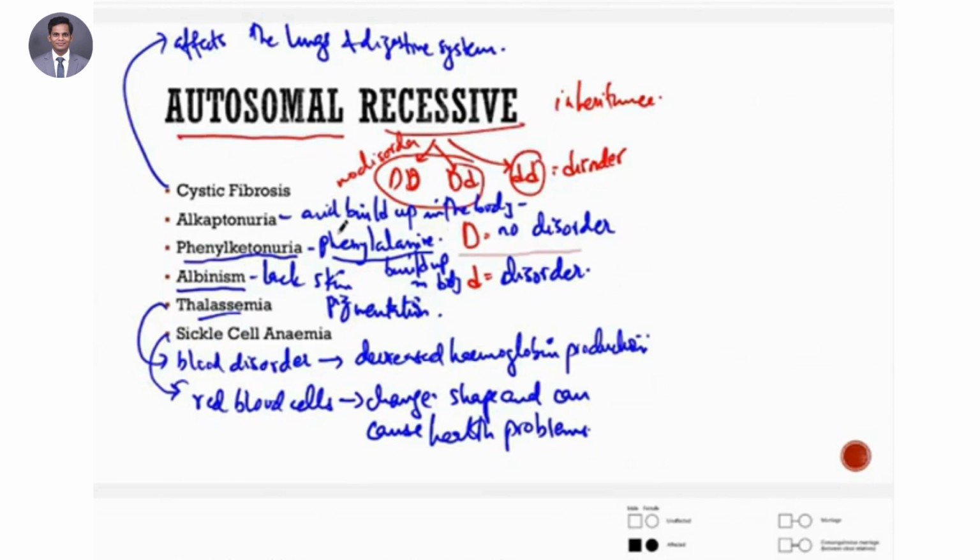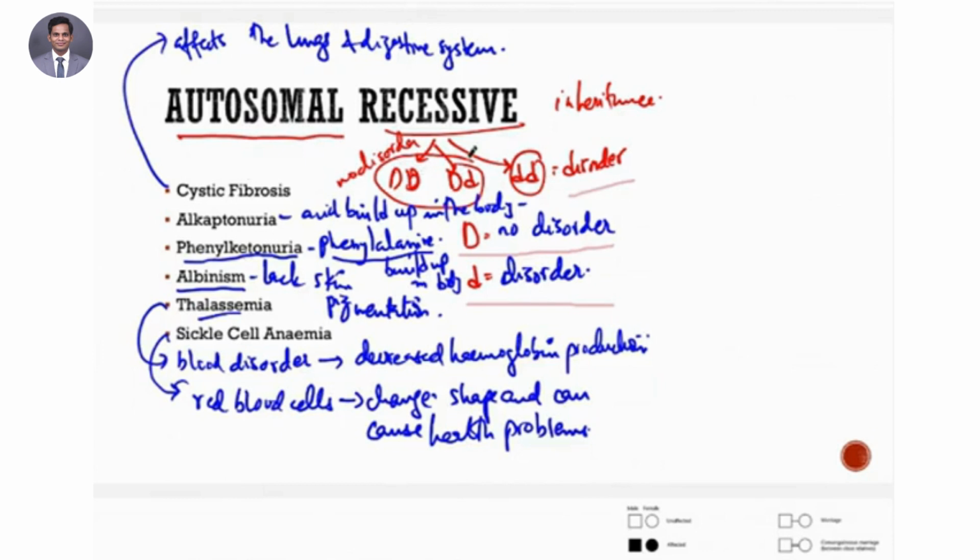So if you see this here, I have no disorder with capital D, and lowercase d is the one with the disorder. So what could be the different kinds of genotypes I can have? I can have capital D, capital D, or capital D, lowercase d, both of which are going to code for capital D, which is no disorder, so they are unaffected. Whereas when you have both the recessive alleles coming together, it is going to result in disorder.